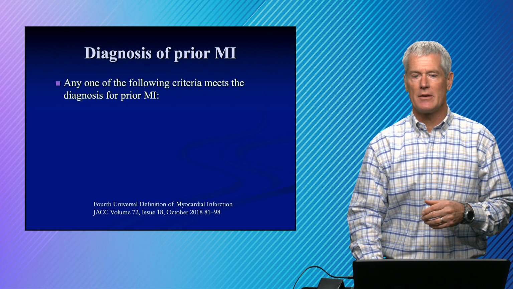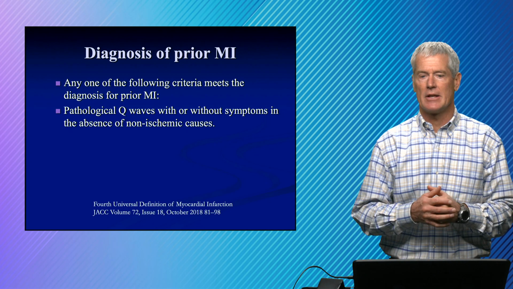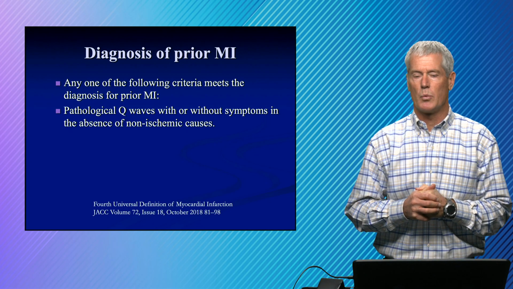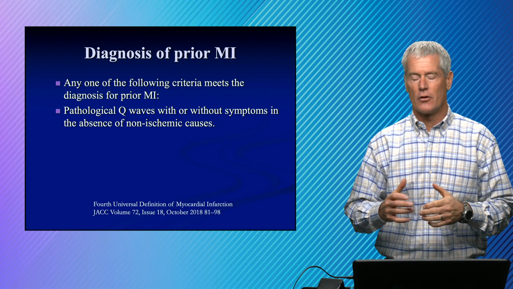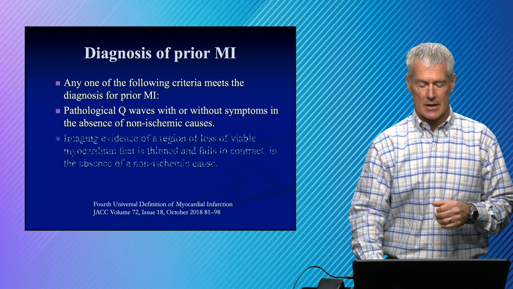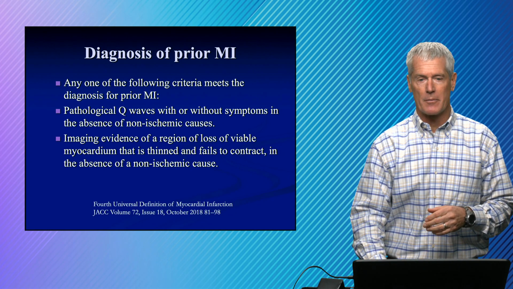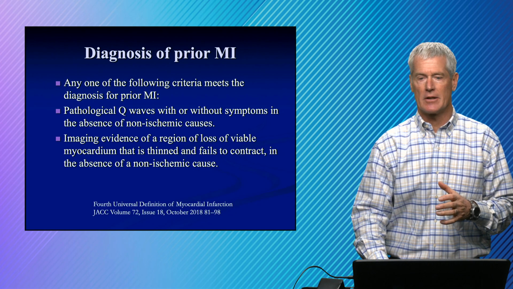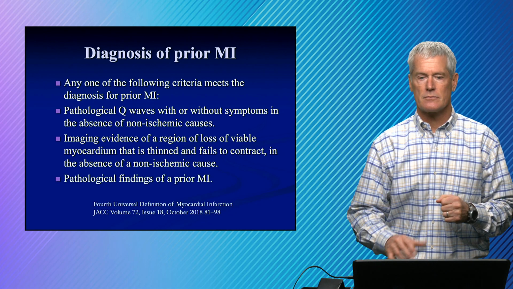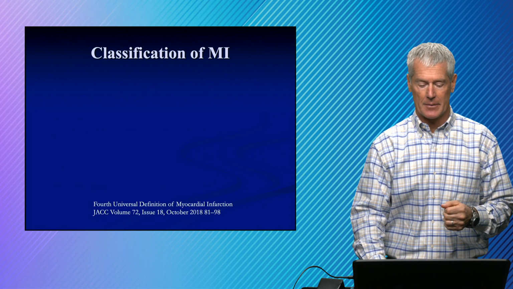Diagnosing previous MIs, they also spend a little bit of time talking about, and basically pathological Q waves with or without symptoms in the absence of non-ischemic causes. So those would be EKG changes, imaging evidence, similar to what we talked about before, where you have decreased myocardial contractility, or pathological findings of a prior MI. That would be at autopsy.